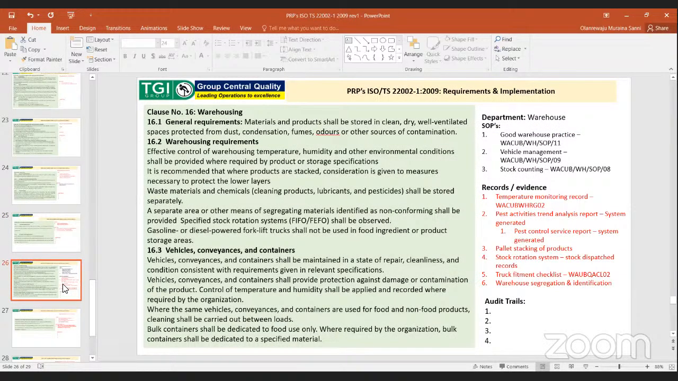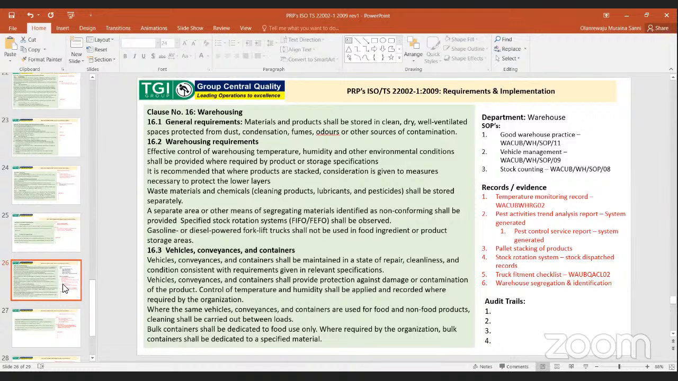Then warehousing. Material and products shall be stored in clean, dry, and well ventilated space protected from dust, condensation, fumes, odors, and other sorts of contamination. Effective control of warehousing temperature, humidity, and other environmental conditions shall be provided where required by product or storage specification. Where products are stacked, measures should be taken to protect the lower layer.